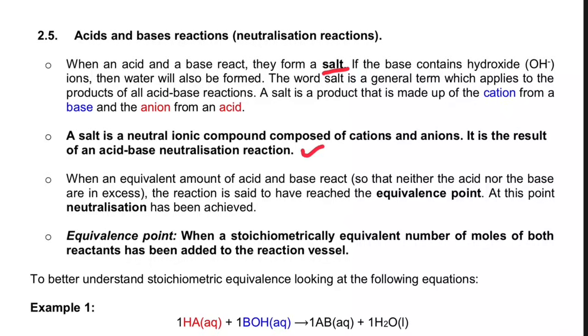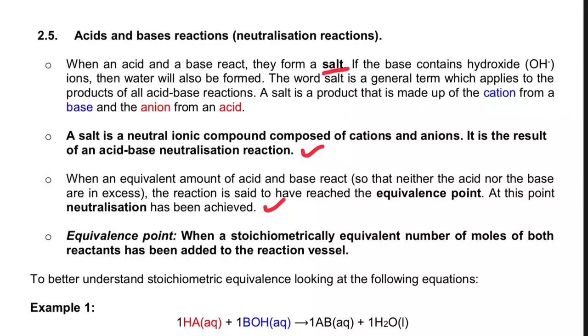And when an equivalent amount of acid and base react, so that neither the acid nor the base is in excess, the reaction is said to have reached the equivalence point. At this point, neutralization has been achieved. So if we have equal amounts of acid and base, and they react completely, and there's no base or acid in excess, we say that we have reached the equivalence point, right? And that is where we can say neutralization has been achieved.